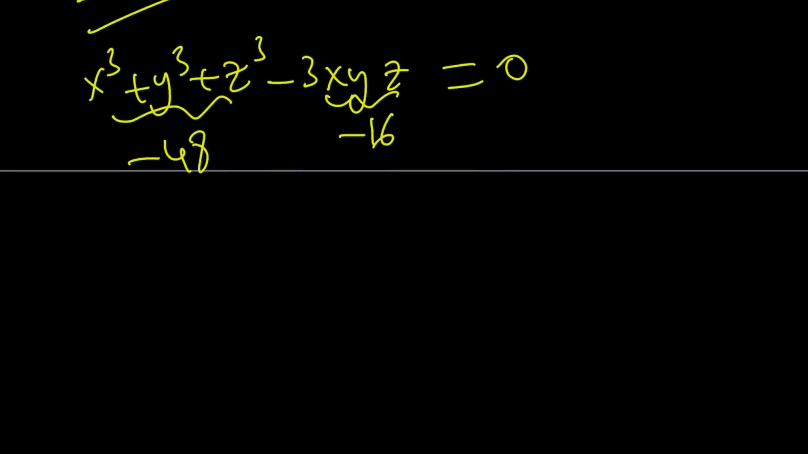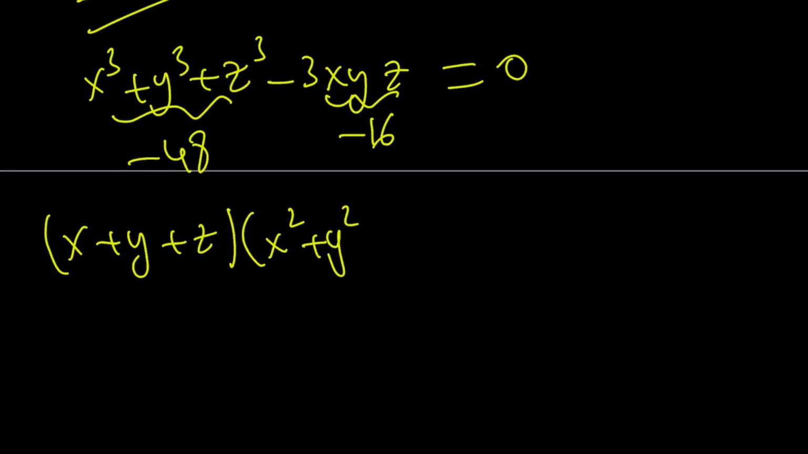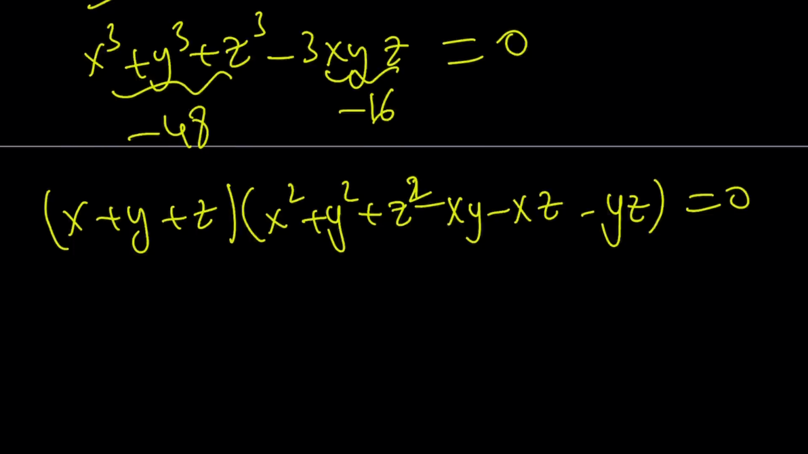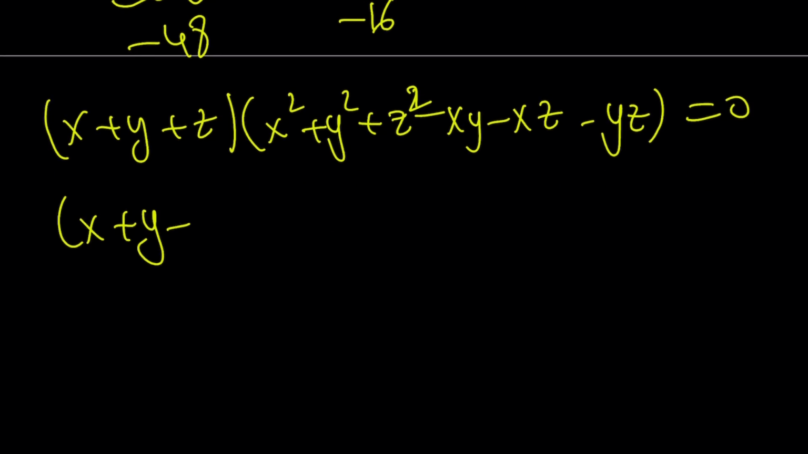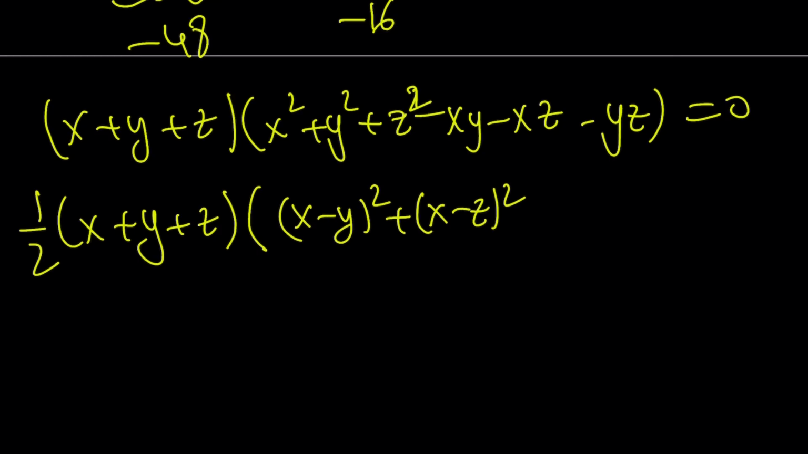Well, that is factorable. We can go ahead and write this as x plus y plus z, remember that we used it before, times x squared plus y squared plus z squared minus xy minus xz minus yz is equal to 0. And then from here we can get x plus y plus z is equal to 0. But also we have to take care of this. I'll take out a 1/2 and write the second factor as (x minus y) squared, (x minus z) squared, and (y minus z) squared. You can easily prove this, like multiply and divide by 2, and you'll notice that this is a sum of squares.